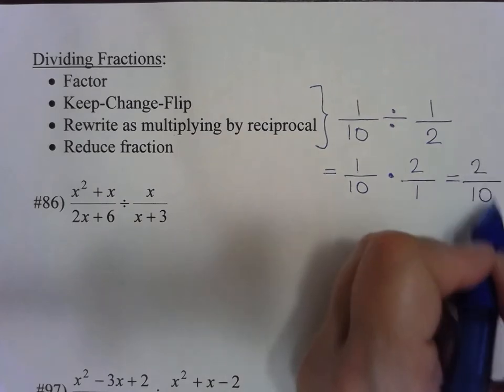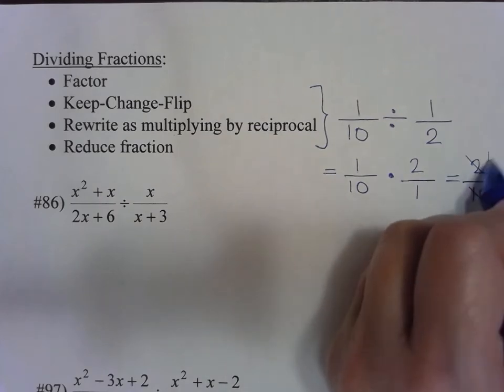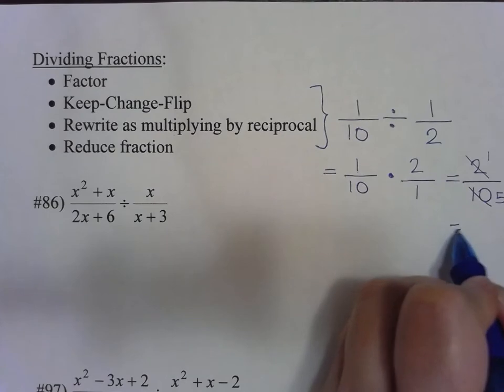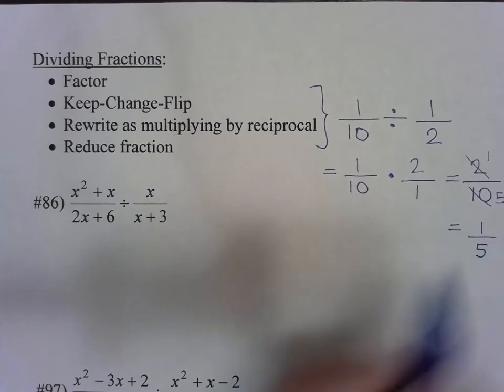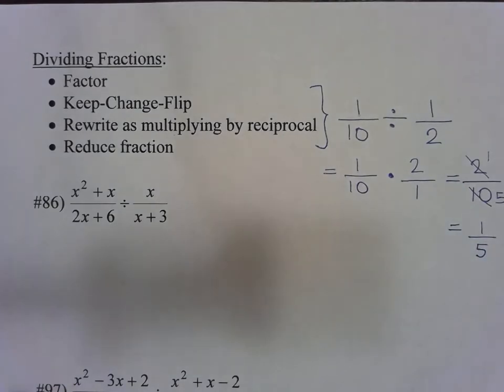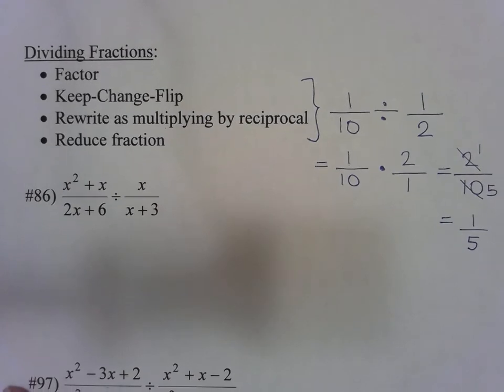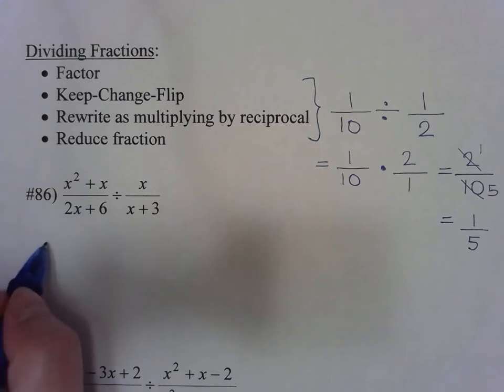But I can reduce, right? So then I start to cancel some things out, and I get 1/5. That's the basic idea. We're just going to put in a whole bunch of variables. Okay, so let's do that.